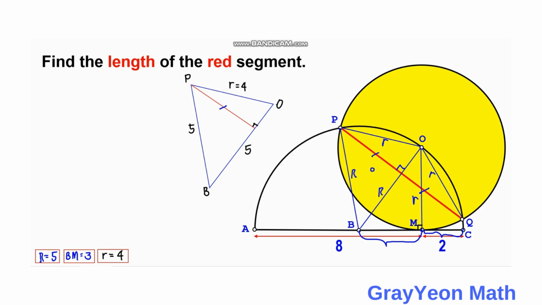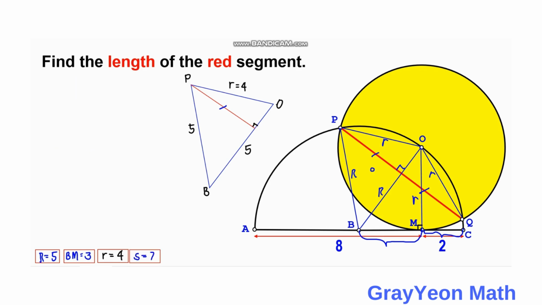So we can use Heron's formula. But before that, we need to find the semi-perimeter, which is half of the perimeter of this triangle. So S is equal to 5 plus 5 plus 4 all over 2. So S is equal to 14 over 2, so S is equal to 7 units.